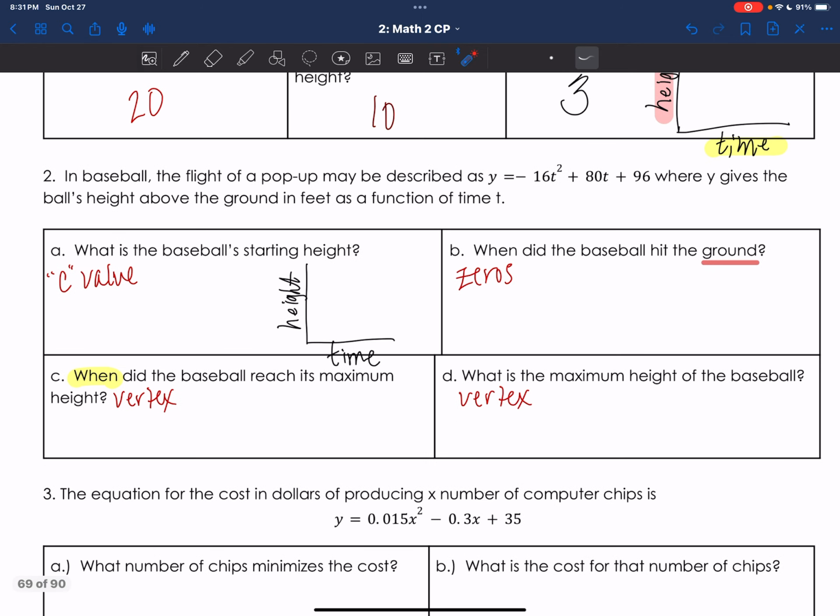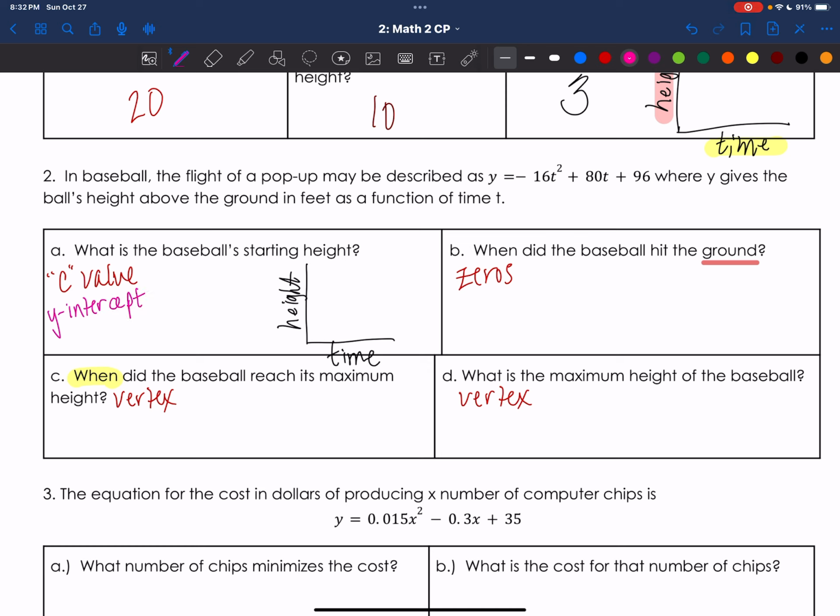In baseball, the flight of a pop-up may be described as y equals negative 16t squared plus 80t plus 96, where y gives the ball's height above the ground in feet as a function of time. So you've got height and time, so you've got your x and you've got your y. It wants to know, what's the baseball starting height? So when you're looking at your graph, what is the c value or what's the y-intercept? That's what we're looking at here, your y-intercept.